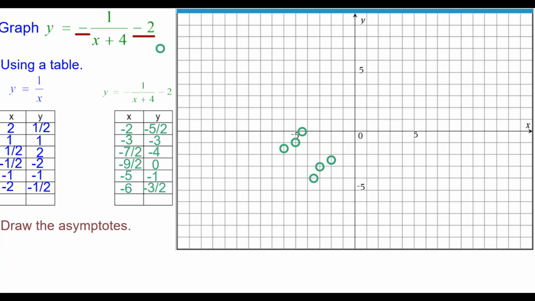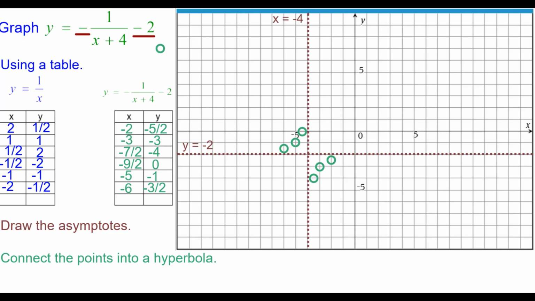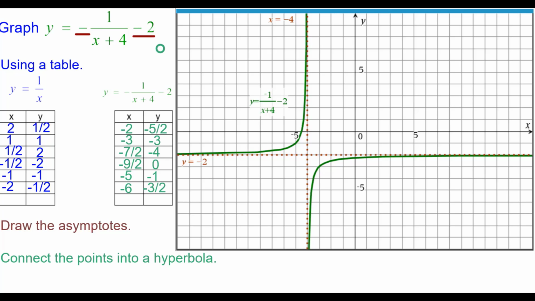Draw the asymptotes. Kind of picture where the center would be and draw the asymptotes: y equals negative 2 and x equals negative 4. Connect the points into a hyperbola using those boundary lines, those asymptotes. Compare it to the parent function.